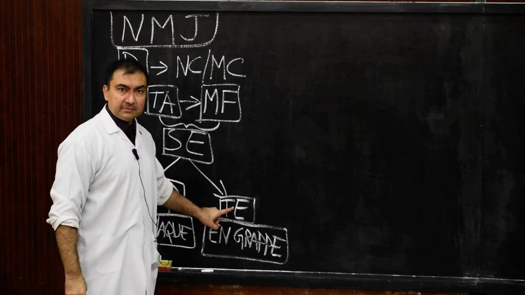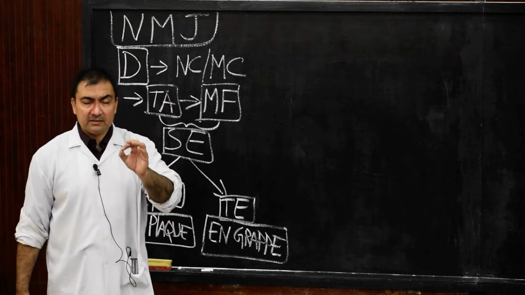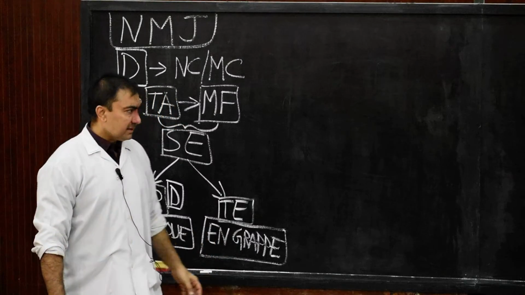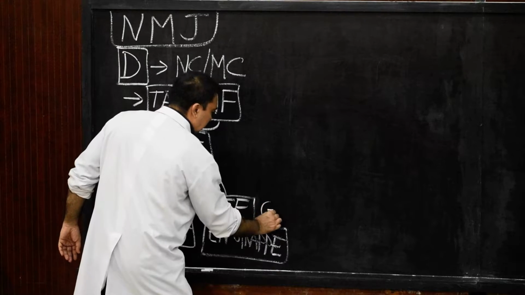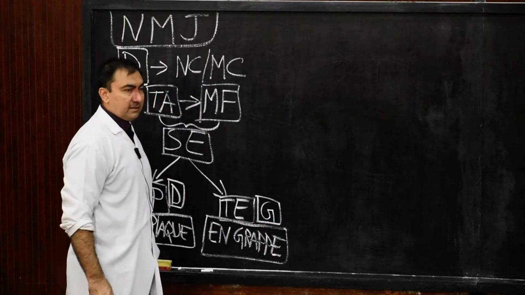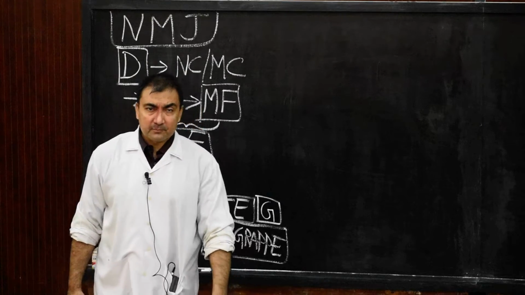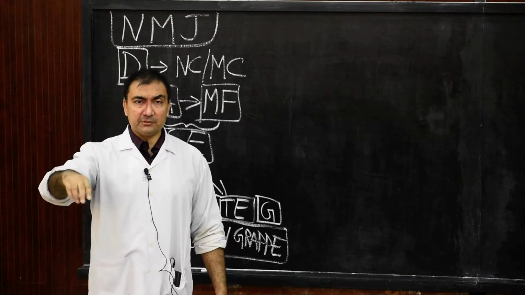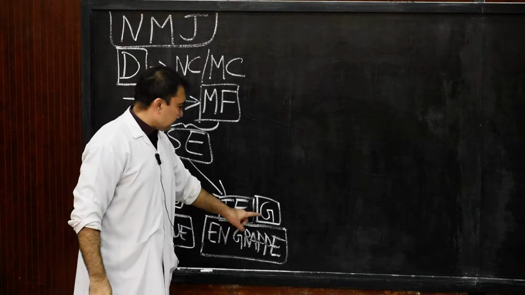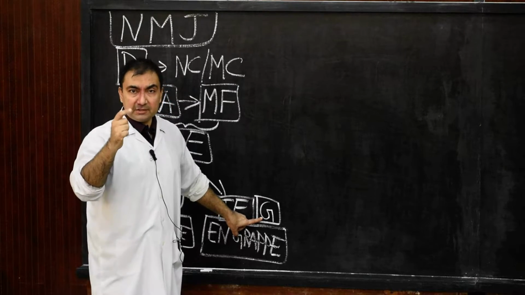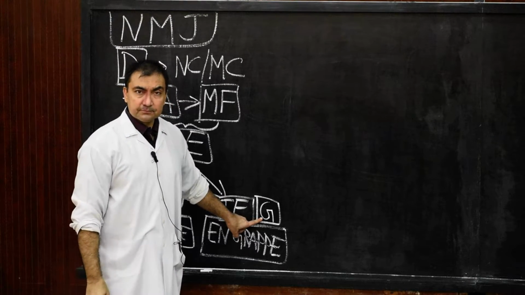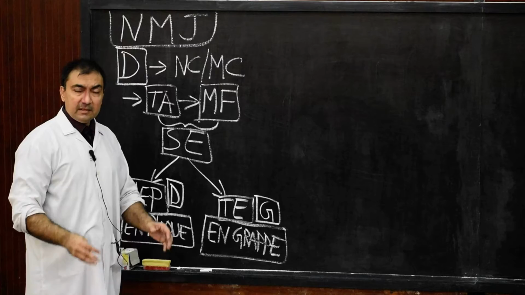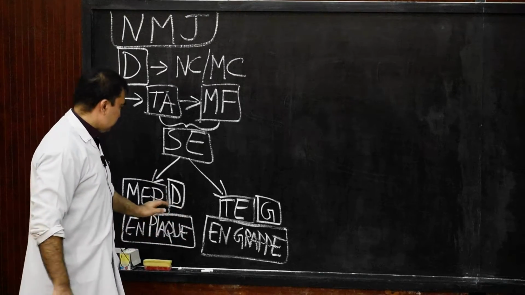What about trail endings, or en grappe endings? Their structure is clusters of grape-like endings. These clusters of grape-like endings are usually found around the surface of muscle fibers, throughout the surface of muscle fibers. Which type of muscle fibers? Slow muscle fibers, having tonic contractions. So these are the different types of specialized nerve endings in neuromuscular junction, the two varieties.